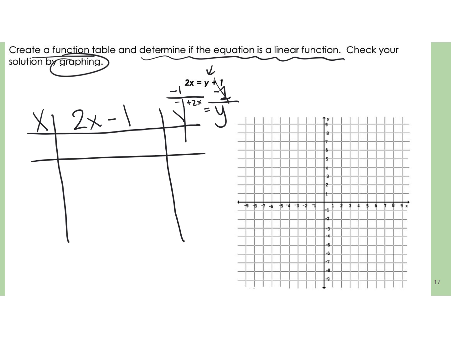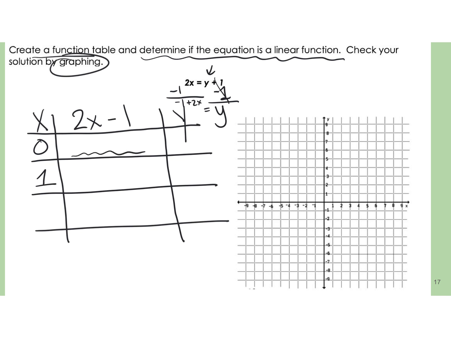I'm telling you, you need to choose 3 x values. It doesn't really matter which x values you choose, but I usually go small, 0, 1, and 2. You're going to put your x values here, whatever you happen to choose. You're going to do the math in the middle. You're going to figure out your y. You're going to graph 3 points and connect the dots so that you can answer the question.